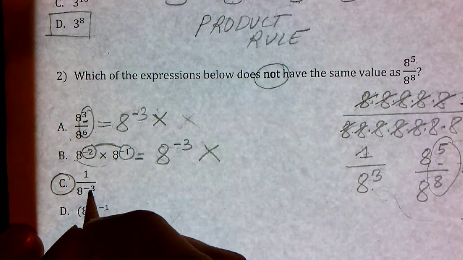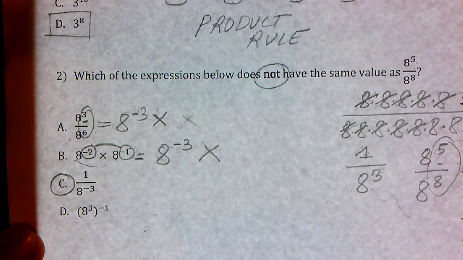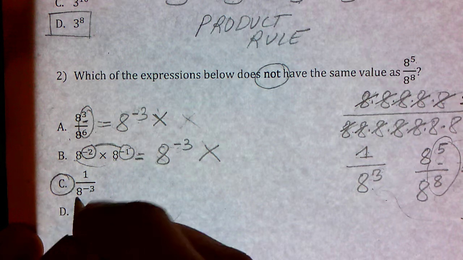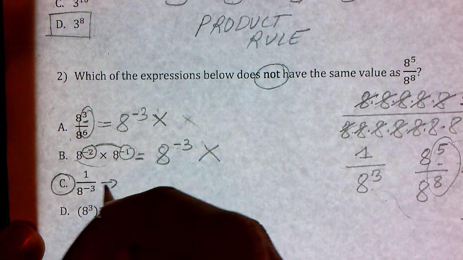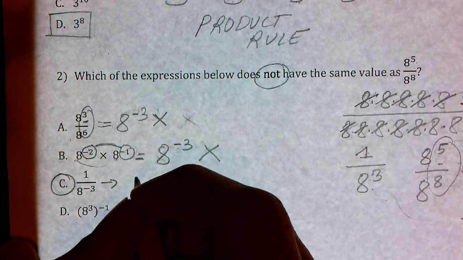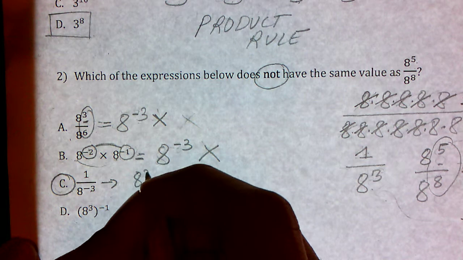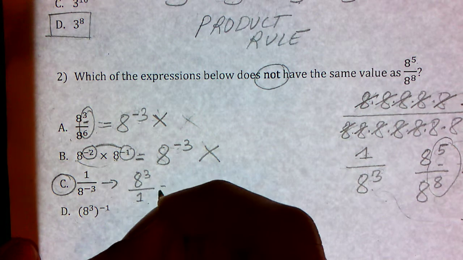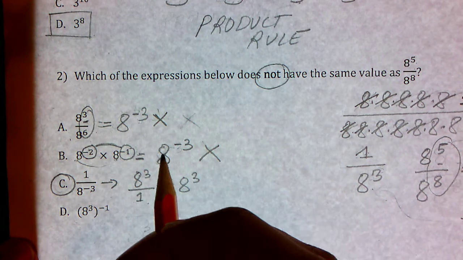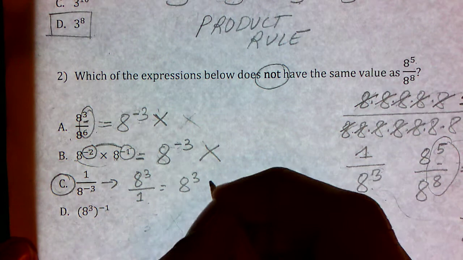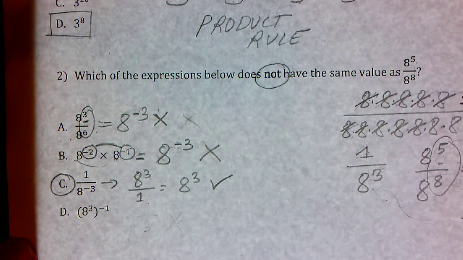To resolve a negative exponent, I rewrite the number as a reciprocal. So 1 over 8 to the negative 3rd power is the same thing as 8 to the 3rd over 1, also known as simply 8 to the 3rd. 8 cubed is certainly not 8 to the negative 3, which is why this is the correct response.